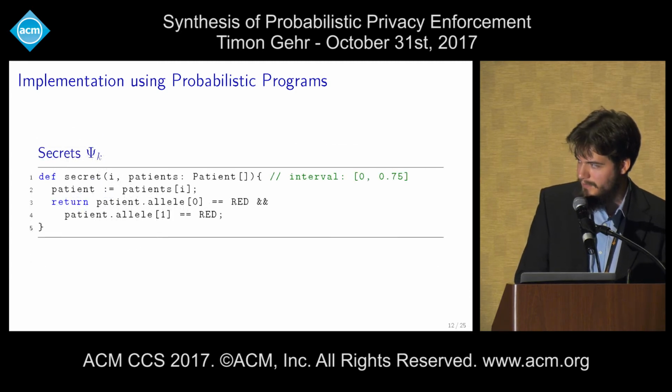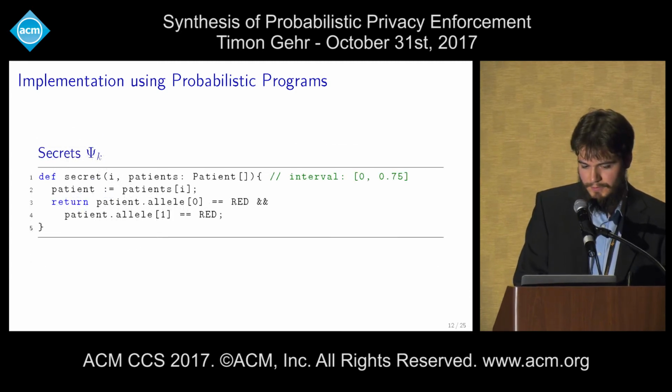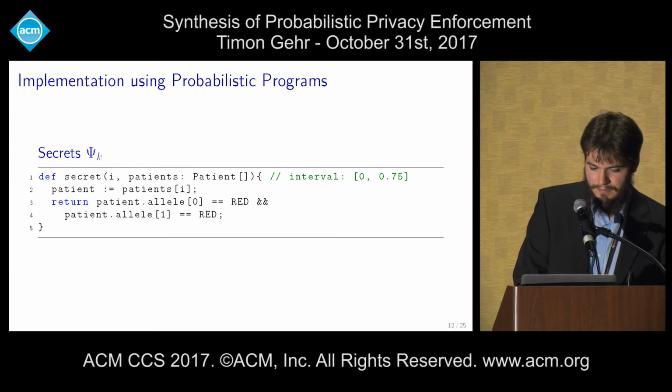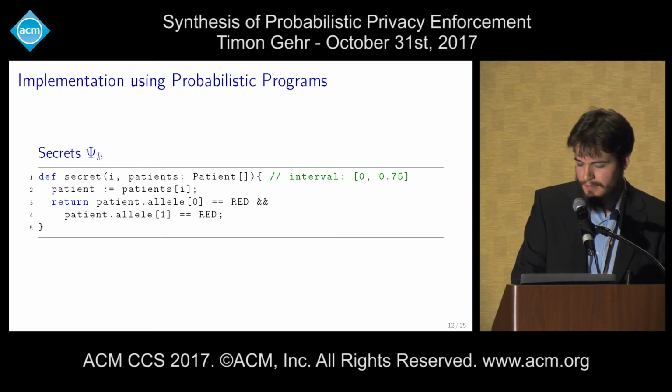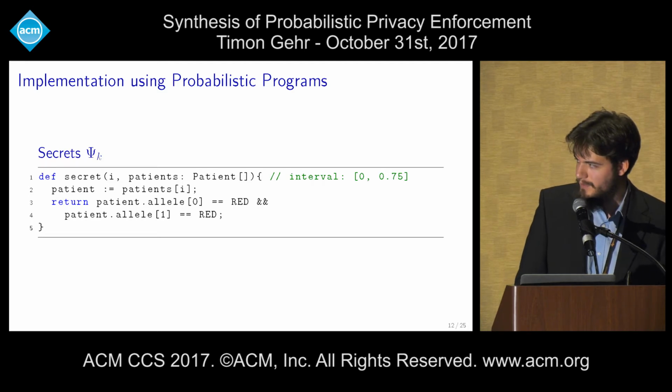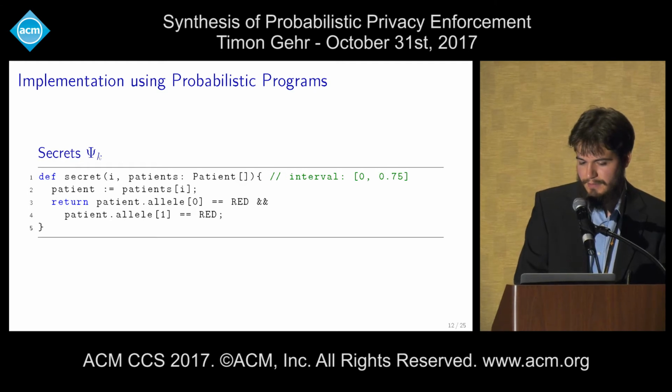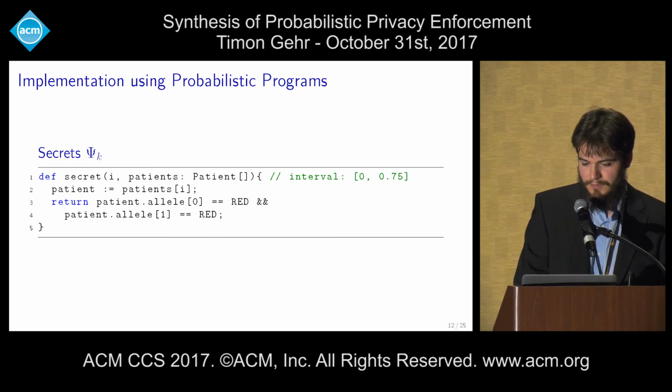And this is the program. This you have already seen. So this loops over all the patients and all the alleles and just sums up the number of red alleles in this helper variable, which is returned in the end. And finally, we can also express the secret. And this is just a Boolean function that for each patient tells us whether this patient has 2 red alleles. And we would want to bound the posterior probability of this function returning true in the interval 0 to 0.075.